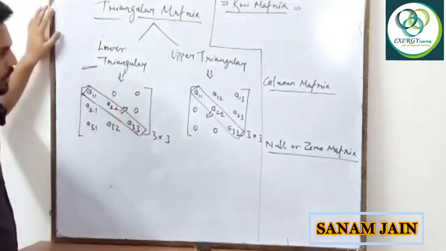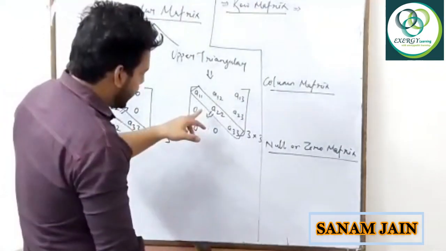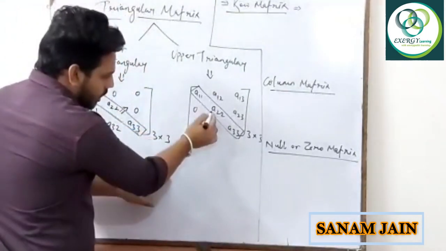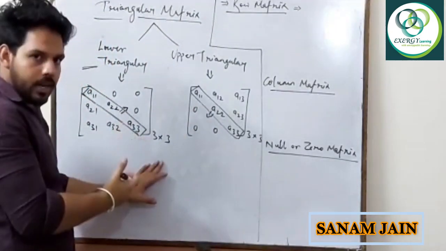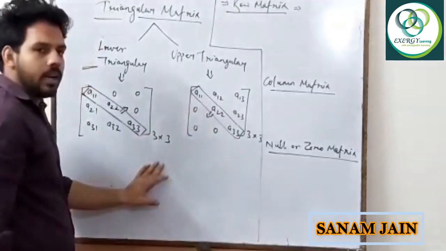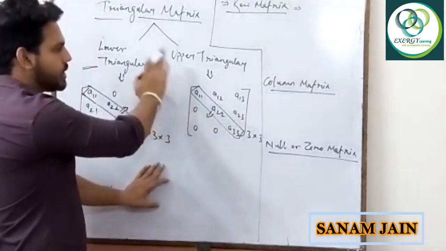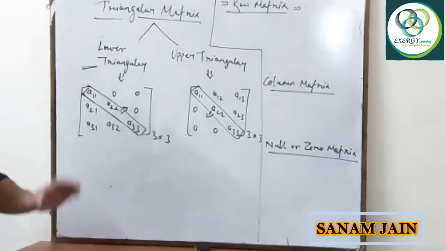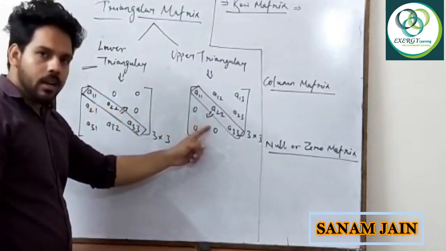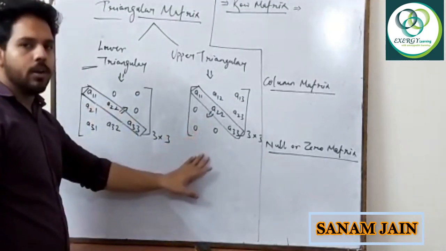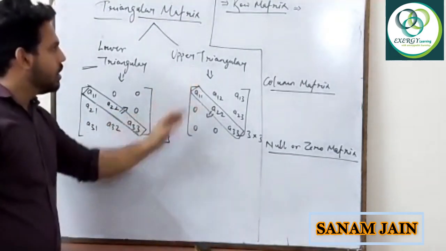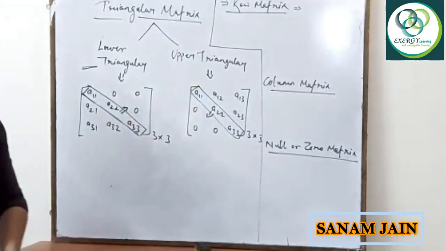In the same way we can explain the upper triangular matrix. In this you can see that this is the main diagonal, and these are the elements which are below the main diagonal. So if all the elements which are below the main diagonal are equal to 0, we can say this is an upper triangular matrix. Again I am going to explain: all the elements below the main diagonal are equal to 0, so this kind of matrix is known as an upper triangular matrix.